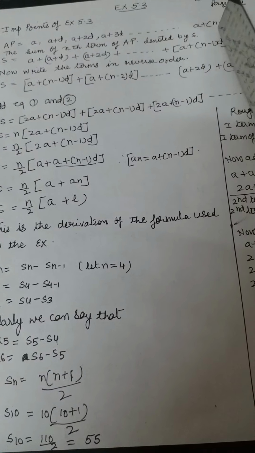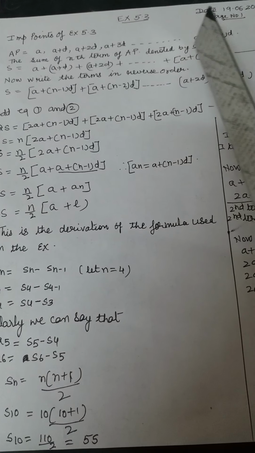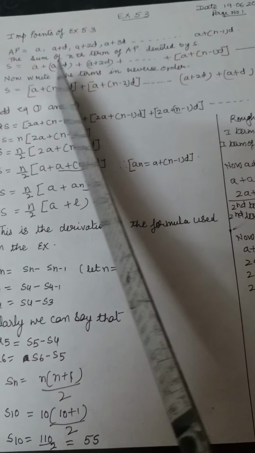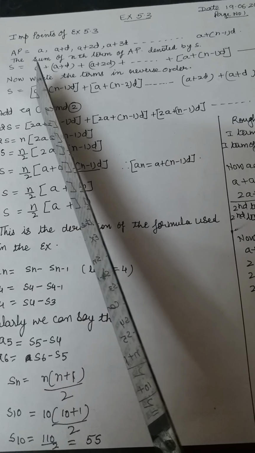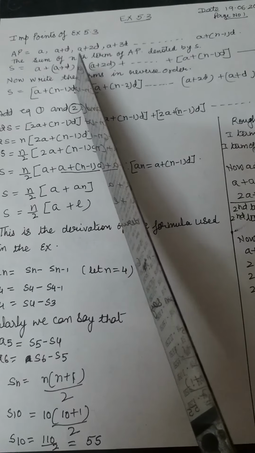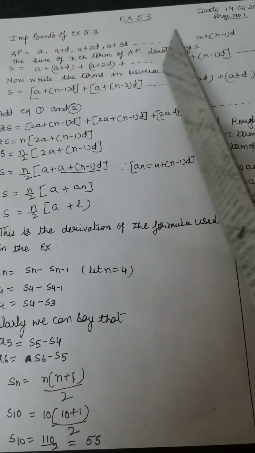Now write the terms in reverse order. These terms which are written here will be written in the reverse order. So S is equal to a plus (n minus 1) into d, which is this one, and the previous term of this one will be a plus (n minus 2) into d, and the third last will be a plus 2d, and the second last a plus d, and the last one will be a. Now this is equation number 2.